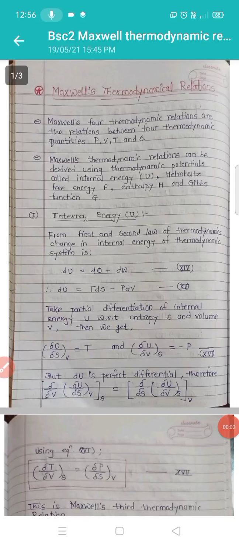Hello everyone. In last class we studied about the thermodynamic potentials. In this class we are going to learn about Maxwell's thermodynamic relations.